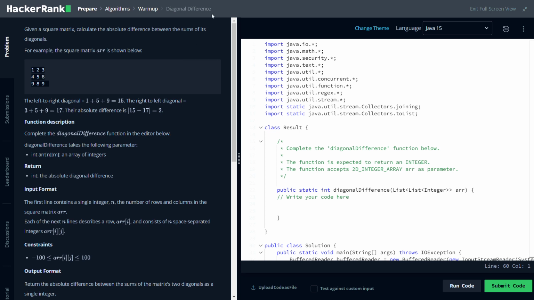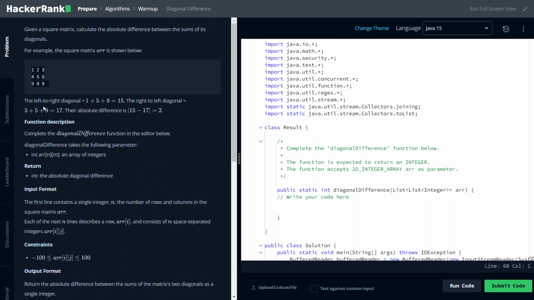Diagonal difference. Given a square matrix, calculate the absolute difference between the sums of its diagonals. For example, the square matrix arr is shown below: 1, 2, 3, 4, 5, 6, 9, 8, 9.